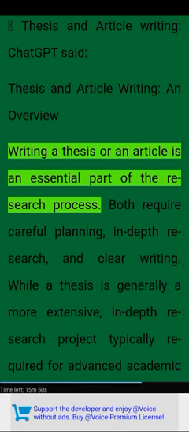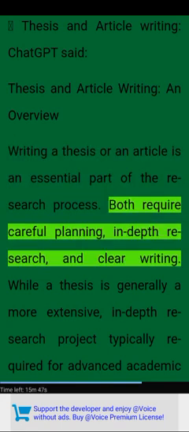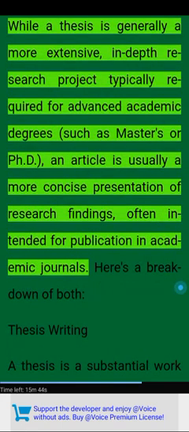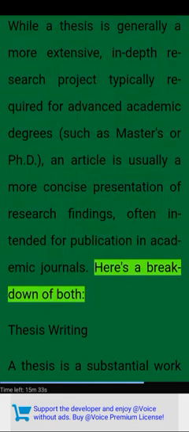Writing a thesis or an article is an essential part of the research process. Both require careful planning, in-depth research, and clear writing. While a thesis is generally a more extensive, in-depth research project typically required for advanced academic degrees, such as master's or PhD, an article is usually a more concise presentation of research findings, often intended for publication in academic journals. Here's a breakdown of both.